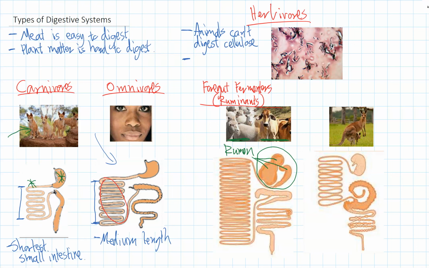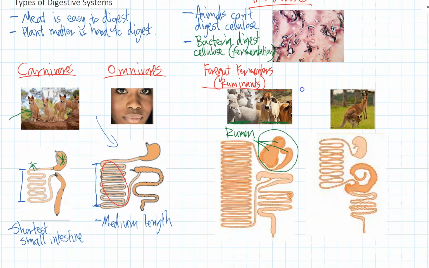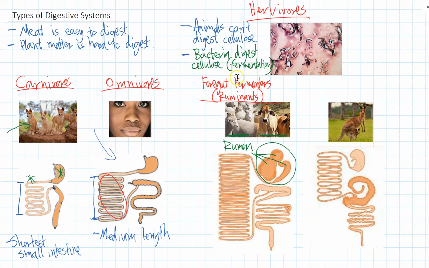So what these animals have done is they have a whole lot of bacteria living in their digestive system that can break down the cellulose for them. So the bacteria do the digestion. And that process is called fermentation. So in these foregut fermenters, going back to these, they've got the rumen, which is their enlarged stomach, and that's where these special fermenting bacteria live. So that's why they're called foregut fermenters. The bacteria live at the start of their gut, at the fore of their gut.